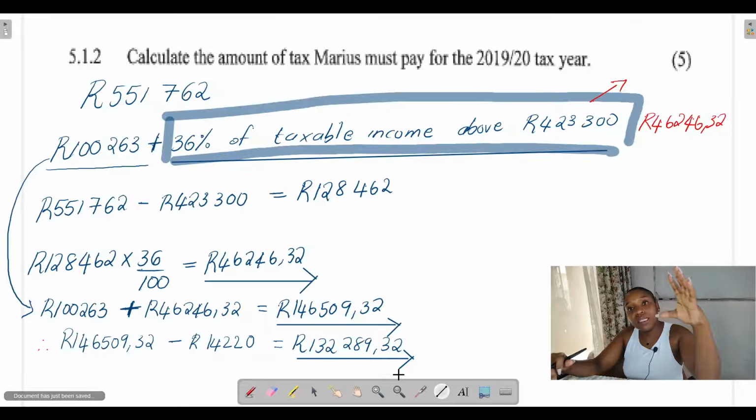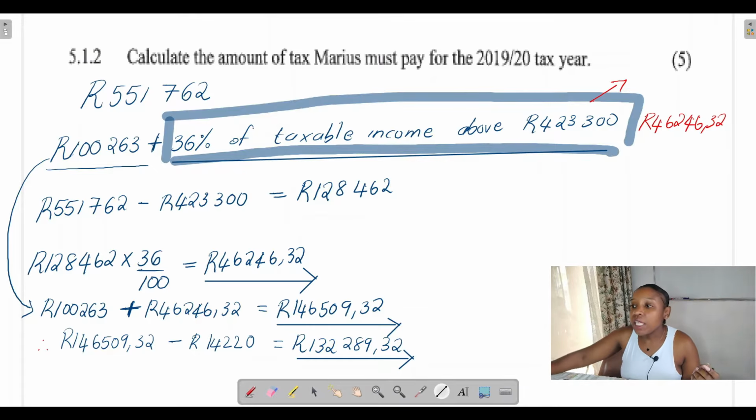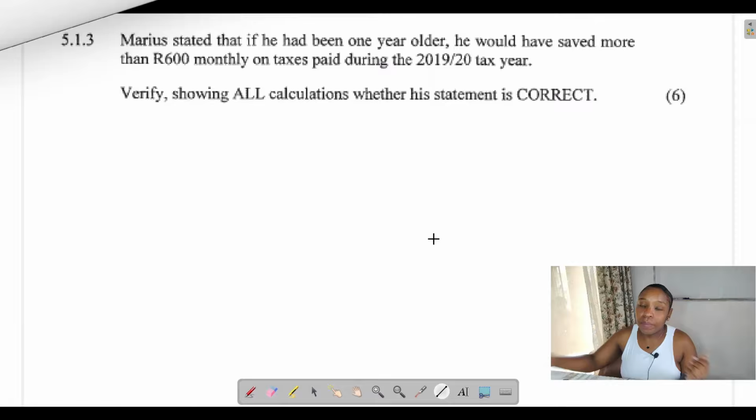So we take that tax amount that he pays minus the rebate to get the total amount of tax that Mr. Marais must pay for the 2019 to 2020 tax year, right? I hope I didn't lose anyone there. Let's go to the next question.